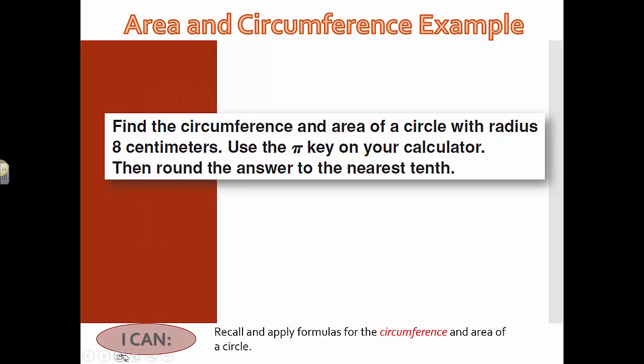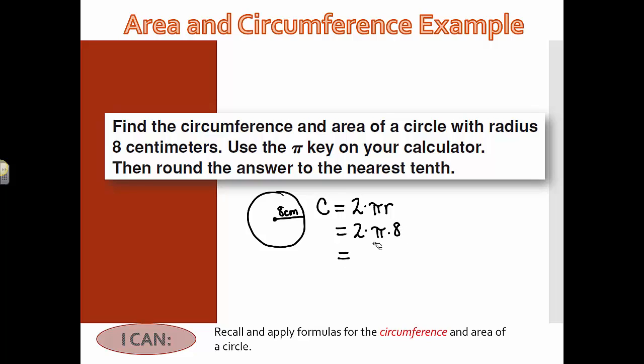So in this particular problem, it says, can you find the circumference and the area of a circle whose radius is 8 centimeters? So I am going to draw my circle. The radius of my circle is 8 centimeters. You don't have to draw the circle, but I like visuals, so I drew it. The circumference then of my circle is equal to 2 times pi times the radius, which is 2 times pi times 8. 2 times 8 is 16, so we get 16 pi centimeters.